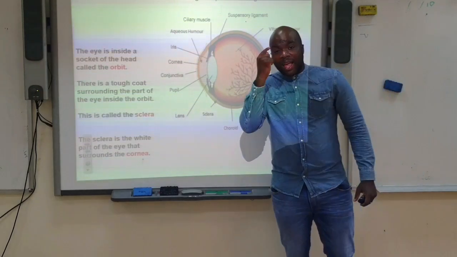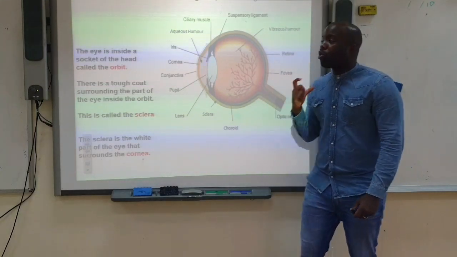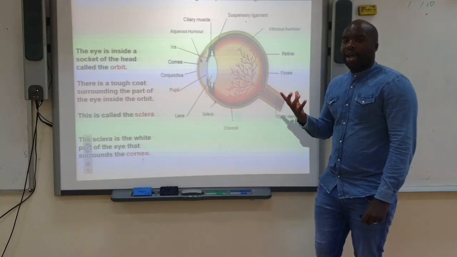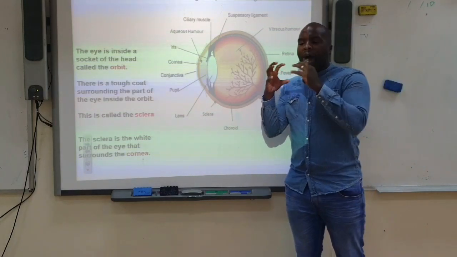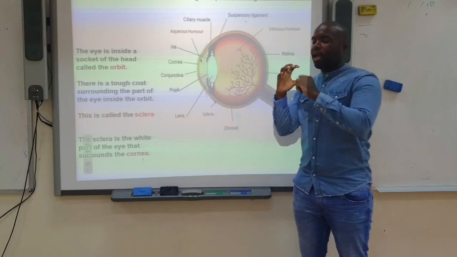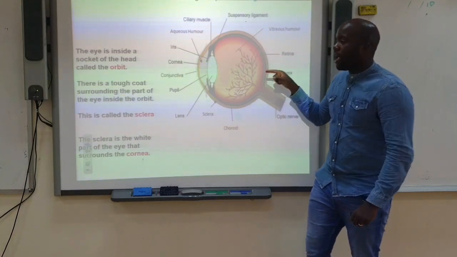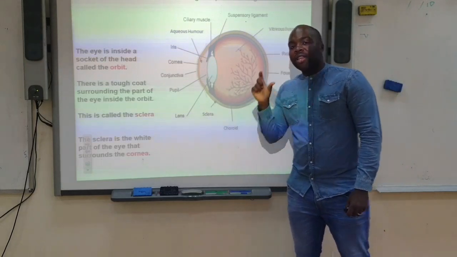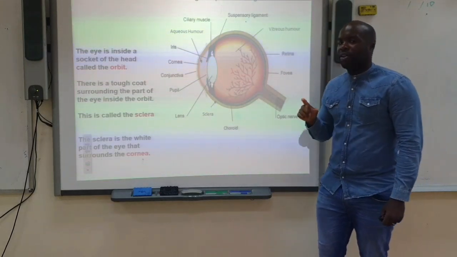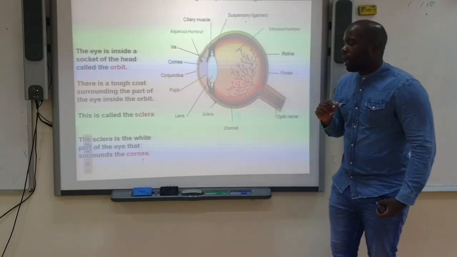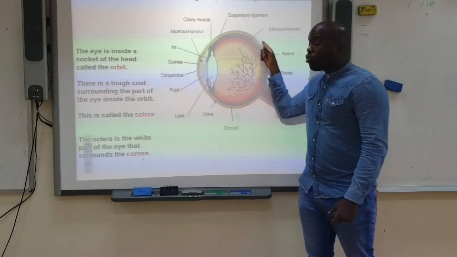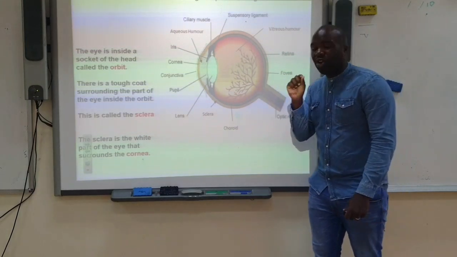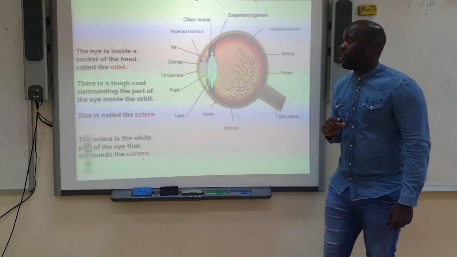Now, the eye is inside a socket in your head, and this socket is known as the orbit. The orbit essentially is where the eye is jammed into. Now the outer layer of the eye is a tough coating, and it helps protect the eye. It is known as the sclera. The sclera is essentially the white part of the eye. It's the part that appears white, and it surrounds most of your eye, and in particular your cornea. And we're going to look at the cornea and the role of the cornea in the next video.